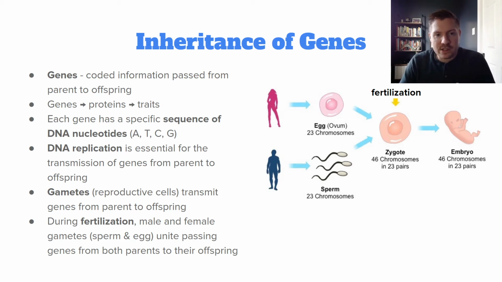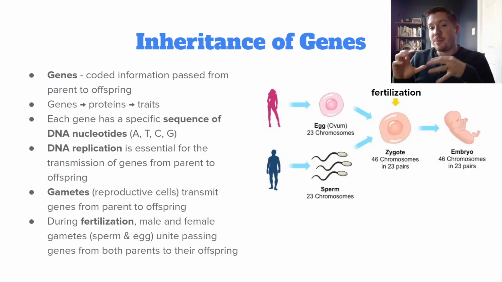Each of these genes is made up of a sequence of DNA nucleotides with the bases A, T, C, and G. And so one gene would be different from another gene based on the sequence of those bases. DNA replication, which we learned about, is how DNA is copied before a cell divides. Generally, it's copied exactly, though occasionally there are mistakes.